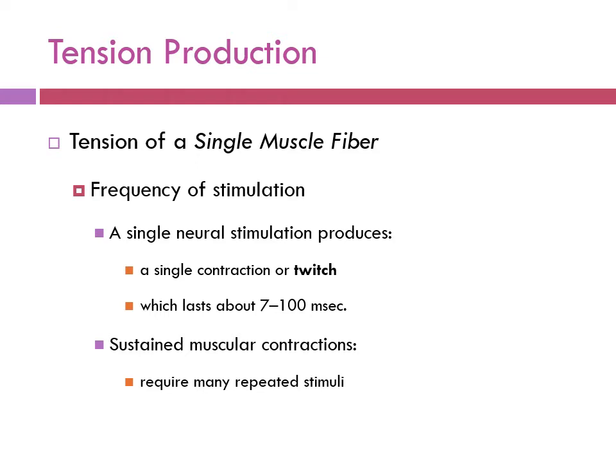Sustained muscular contractions, like if somebody gives you that 50 pounds and you're trying to hold it up and pull it up, require a lot of input from your nervous system to repeatedly tell you keep going, keep going, keep going. If you just had one single stimulus, you'd hold it and then you would drop it immediately.